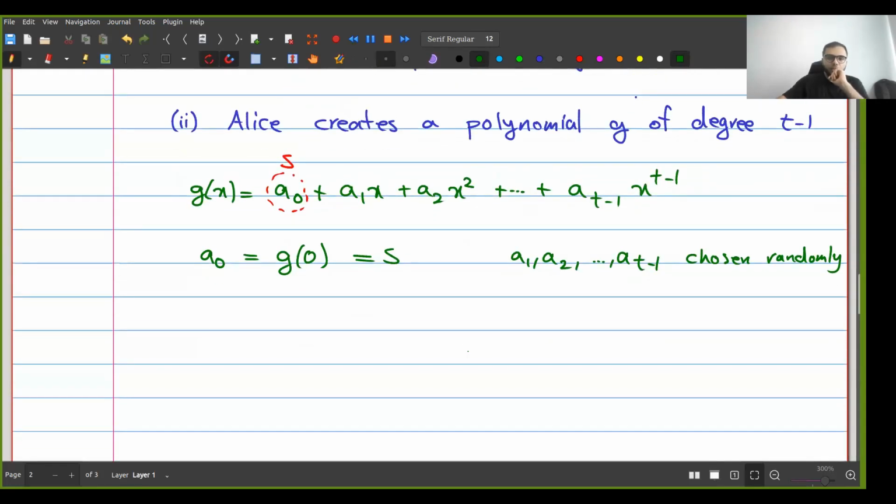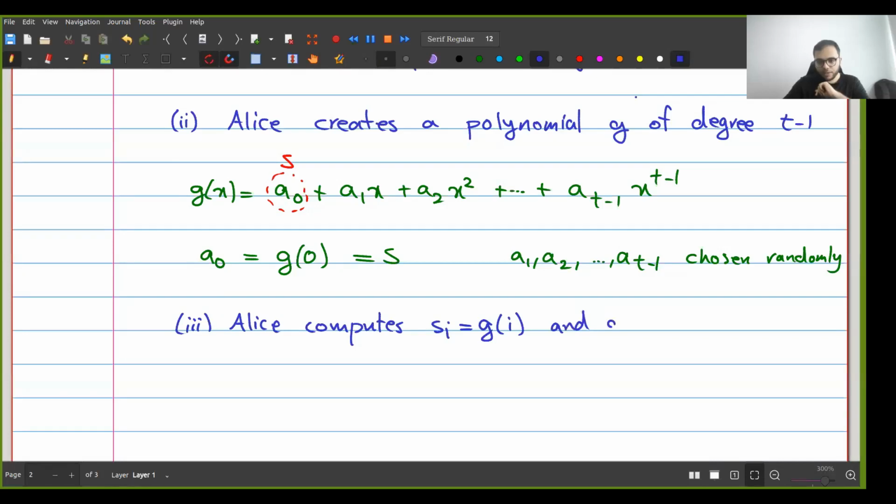So now I have to give shares. This is the third part. Alice computes the share, Si, and this is just going to be g of i, and gives it to the ith friend. Okay. So now each one of my friends, if they're my ith friend, they know the value of g at x equals i. So Si is g of i.